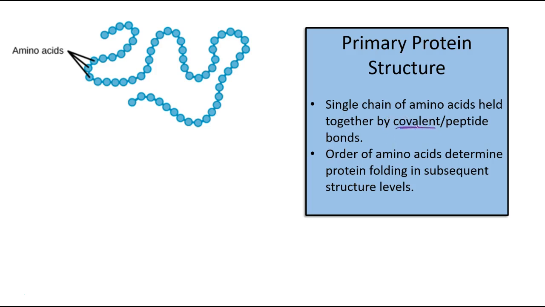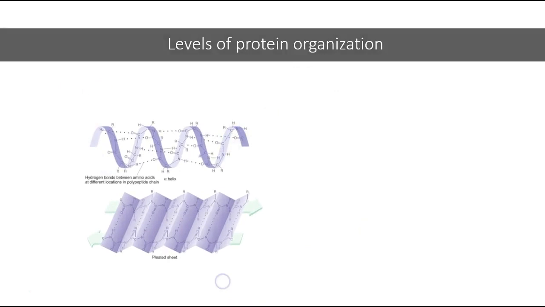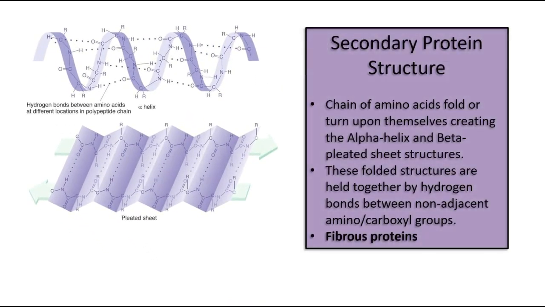And the order of the amino acids is going to determine how that protein is eventually going to be folded in subsequent structure levels. So primary structure is a single chain of amino acids from start to finish. Okay? As we start folding those structures into 2 different secondary structures, we're going to get a little more complex.